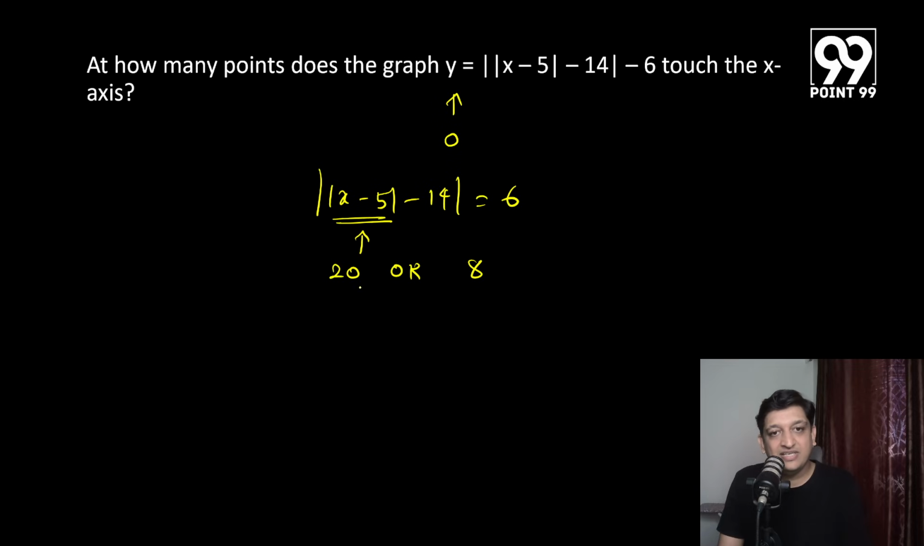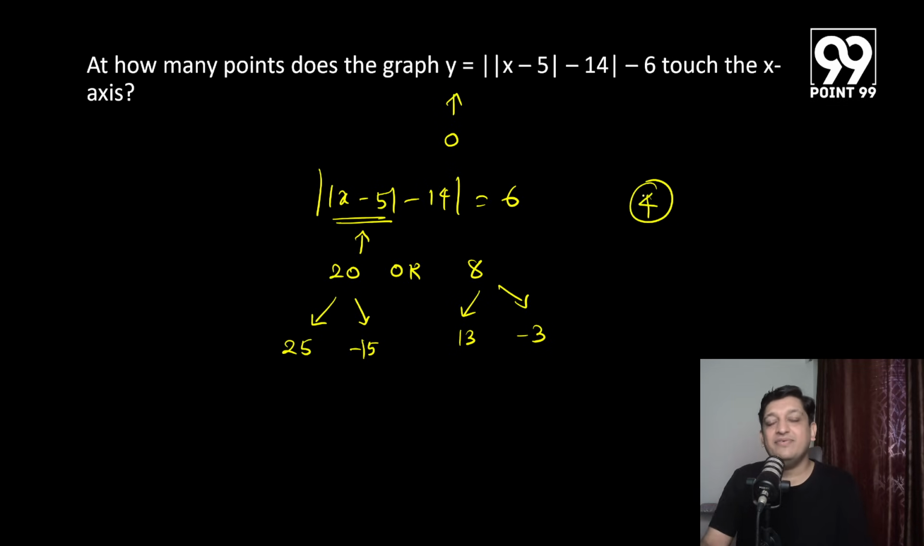Then if this is 20, x minus 5 should be equal to plus 20 or minus 20, which will give me two values. If x minus 5 equals plus 20, I'll get 25. If it is equal to minus 20, I'll get minus 15. What if x minus 5 is equal to plus 8? I'll get x equals 13. x minus 5 equals minus 8, I'll get minus 3. And in this context, we'll be able to get the solution, which is 4.